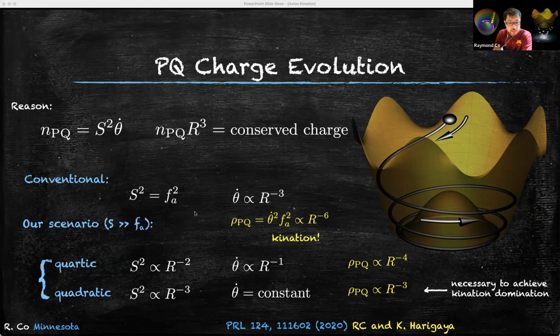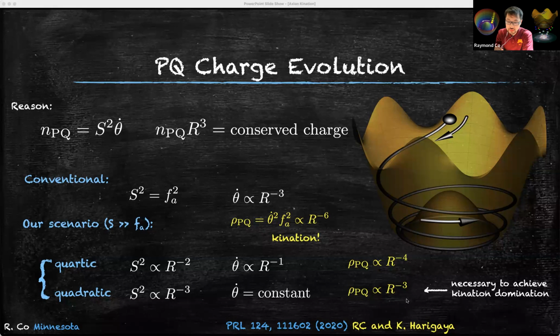In our scenario, however, this is not where we start. Where we start is a large field value. So this s is much larger than fa, and it scales depending on the type of axion potential. It could be a quartic potential or a quadratic potential. If it is a quartic potential, the field value squared scales as r to the minus 2, versus a quadratic potential where s squared scales as r to the minus 3. Then you can see, according to the same conservation law, theta dot will either scale as r to the minus 1 or it would actually remain a constant. And using these scalings and the rotational kinetic energy, you will find the energy density scales as r to the minus 4, which is the same as radiation, or r to the minus 3 for a quadratic potential. And this is the same scaling as matter.